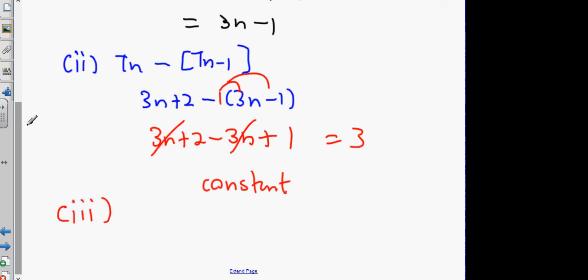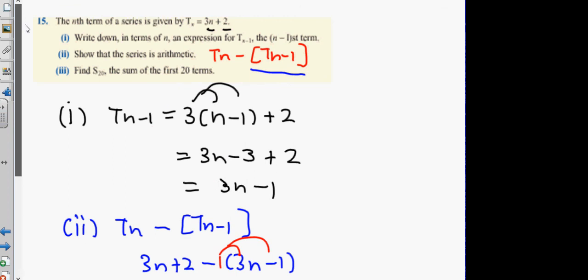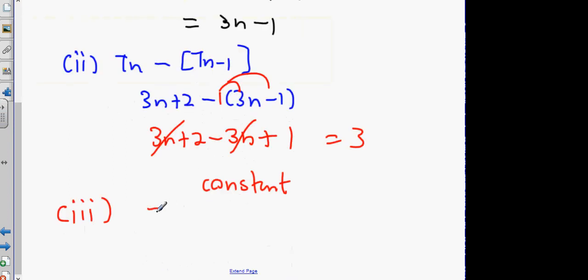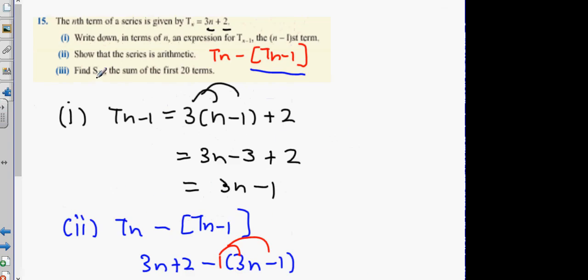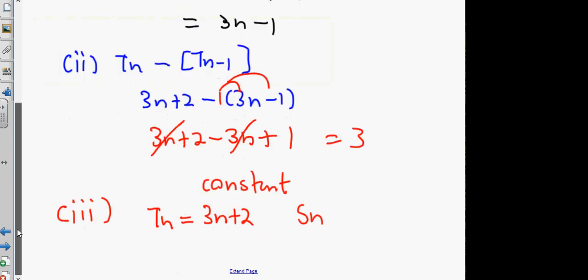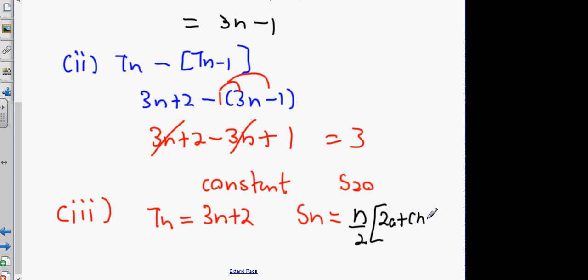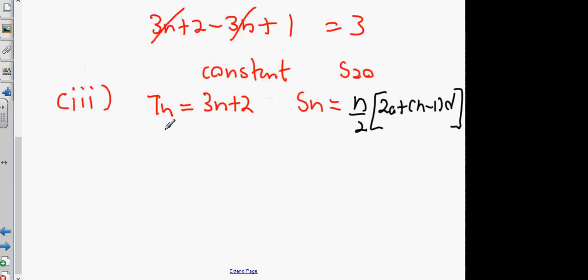Now, to do the third part, we know that the formula for T of n is 3n plus 2. And our whole point of this is we need to find out what Sn is first. Once we find out what Sn is, we can find out what S20 is. So, guys, first of all, to figure out how you'd even go about answering this question, you write down the S of n equation. After you write down the S of n equation, what you realise is you need to know what A and D are. To find out what A and D are, just write down the first 3 terms and you'll end up finding out what A and D are.